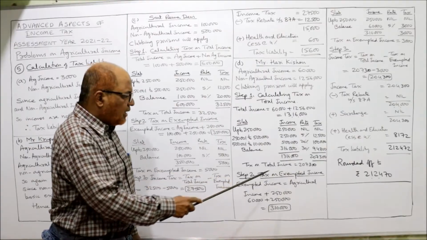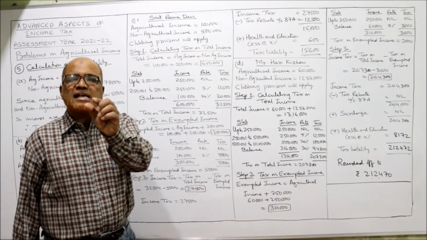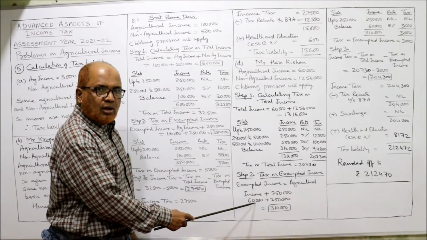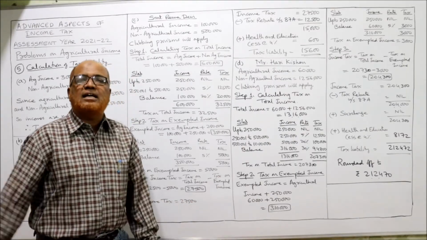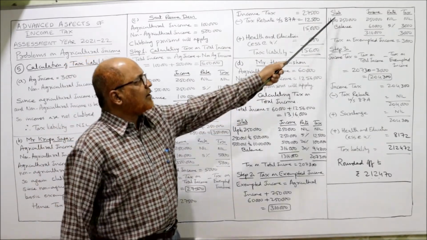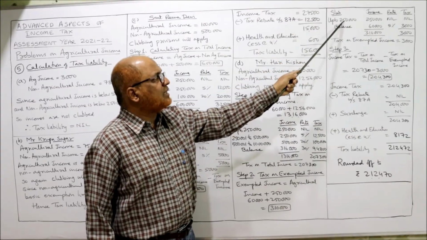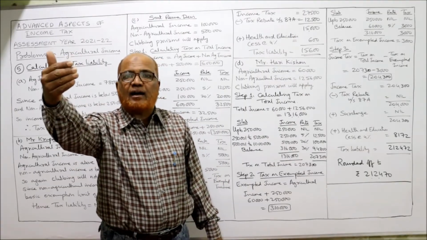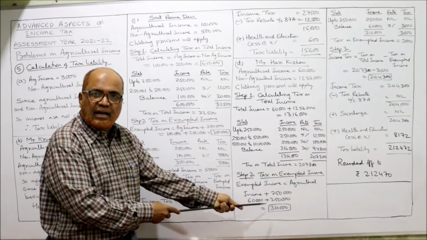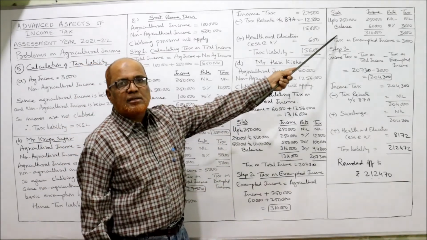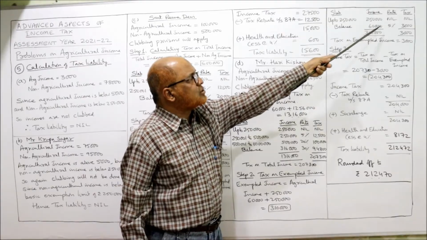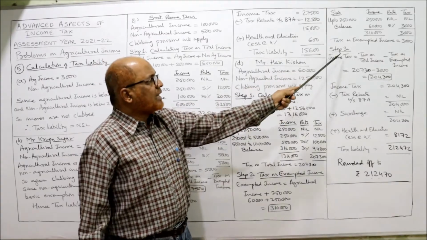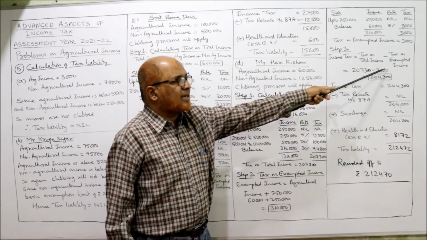Now tax on exempted income. Exempted income means agricultural income plus the 2,50,000 basic exemption. So agricultural income 60,000 plus basic exemption 2,50,000 gives 3,10,000 as the exempted income. Now calculate by slab: up to 2,50,000, nil. The second slab goes up to 5 lakh, but our income is less than 5 lakh, so I am taking the balance. 3,10,000 minus 2,50,000 is 60,000, at 5% that is 3,000. So 3,000 is the tax on exempted income. Now income tax is equal to tax on total income minus tax on exempted income.